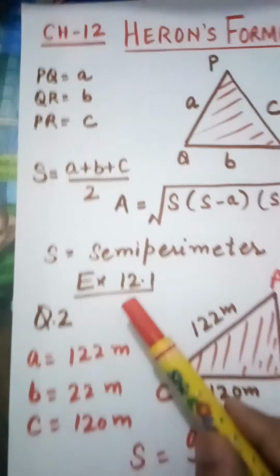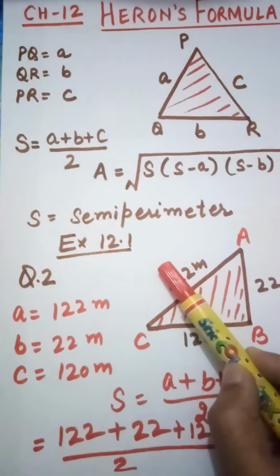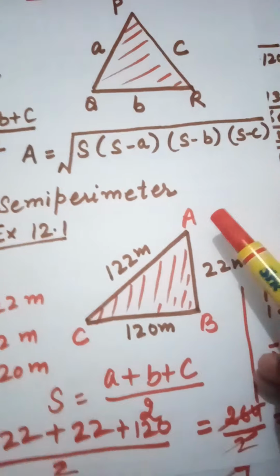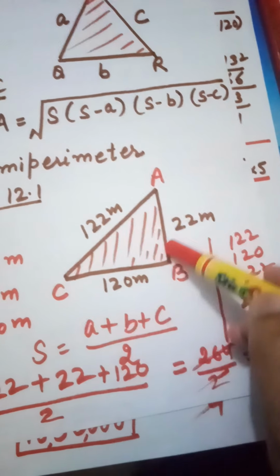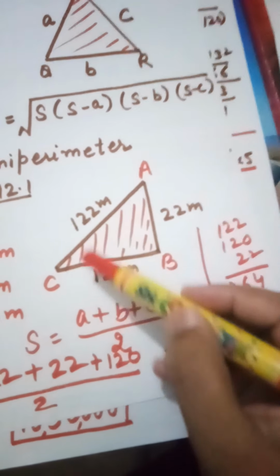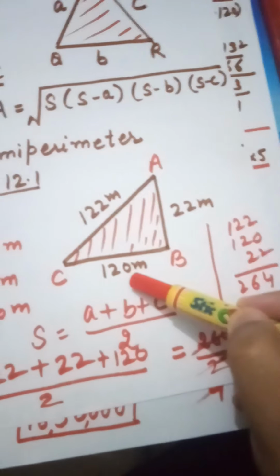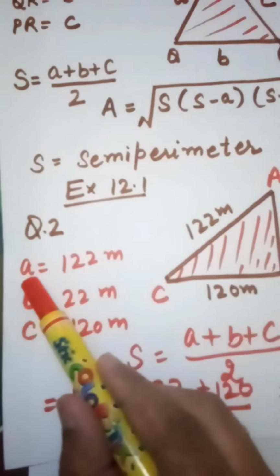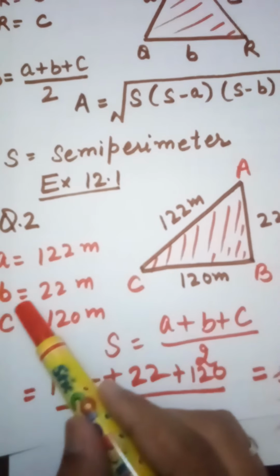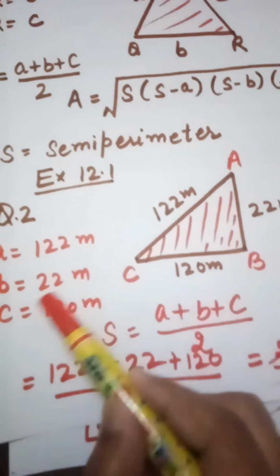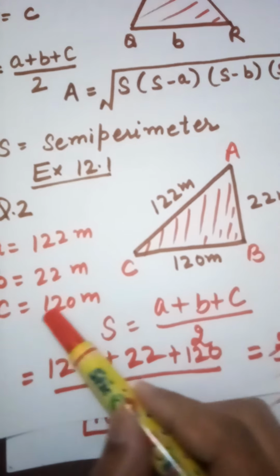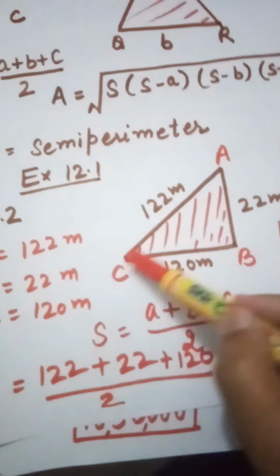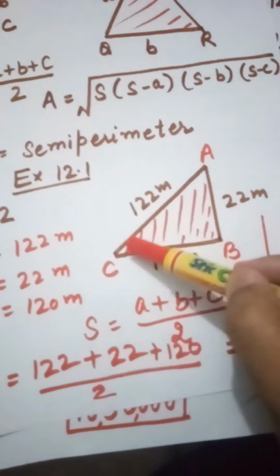So we are taking exercise 12.1 now, and in that I'm taking question number 2, in which you are given a triangular wall, and for that wall you are given the three sides of the triangle. That is, the first side is a equal to 122, the second side is b equal to 22, and the third side is c equal to 120. These are all dimensions in meters. So this is a triangular wall, and you have to find the rent for this wall.